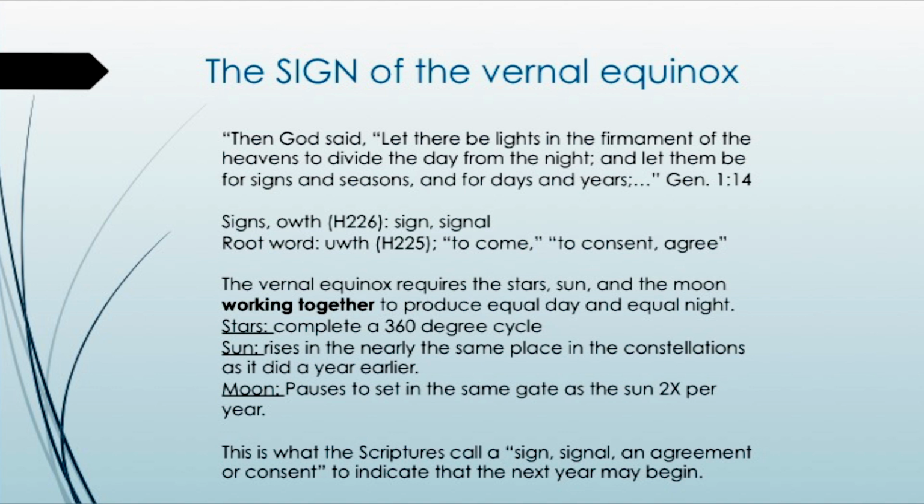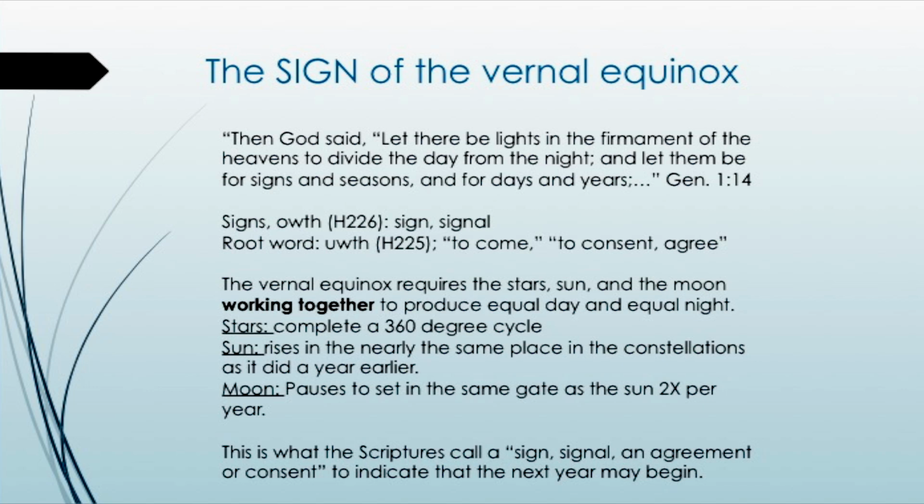So this is why when it rises during the vernal equinox and they mark where it is in the constellations, it's not precisely where it was the year before. It's always moving forward. And in 72 years, the equinox actually moves forward 1 full degree in the 360-degree constellation cycle. And then the moon pauses to set in the same gate as the sun 2 times per year. The sun does nothing different. It's the moon that pauses and sets with the sun, and that is what creates equal day, equal night.